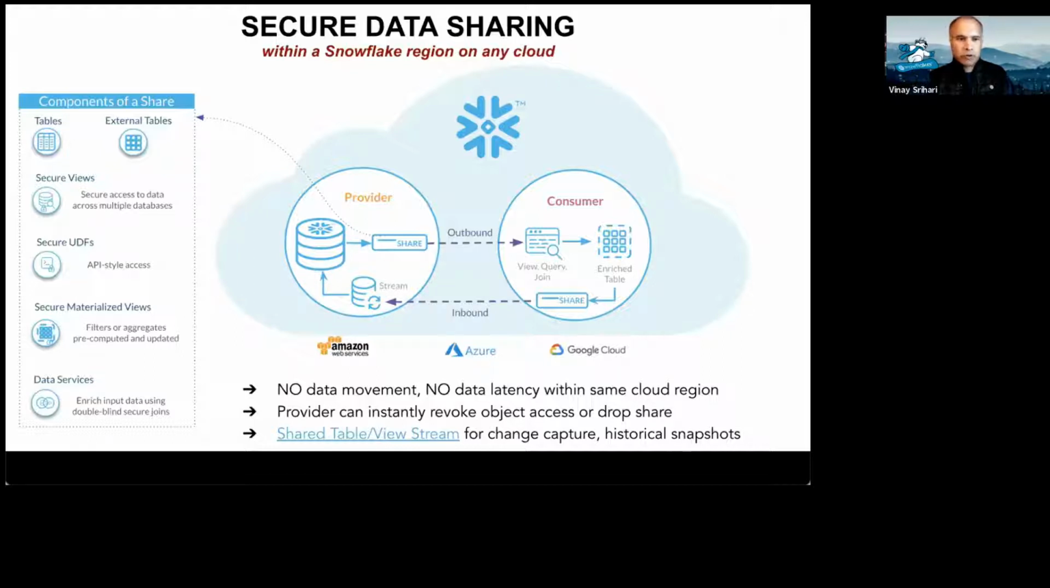And what you're sharing are tables, external tables, views, user-defined functions, so APIs. So this is not files. These are not individual, let's say, SDTF or DICOM files that you're moving around. These are actual tables. This is curated data. These are views. These are functions. And all of this can be shared without any movement and without latency. You can get a feed. You can also get incrementals on this.